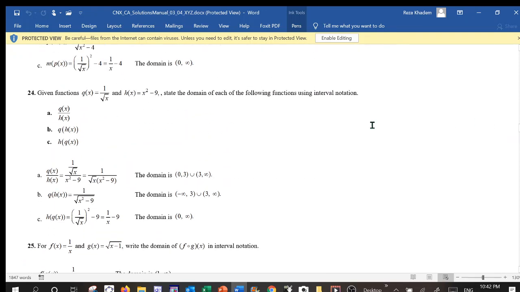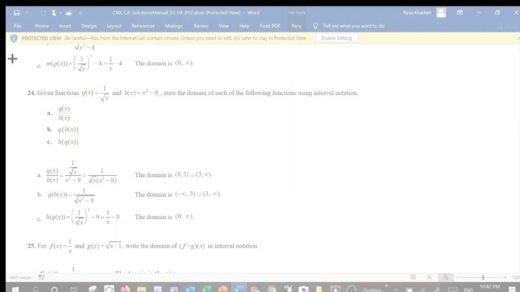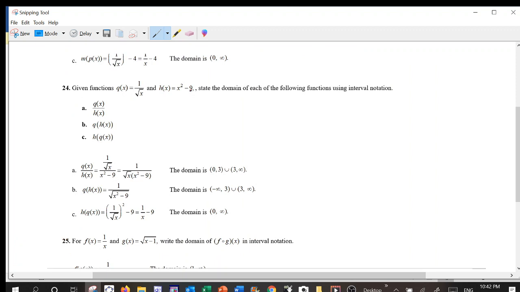Let's do number 24. Now again, to find the domains of these things, all you do is just do it and don't simplify it. Find the domain and then simplify. So here we want to find what's q of x over h of x, and this is q of x, this is h of x, and state the domain of each.